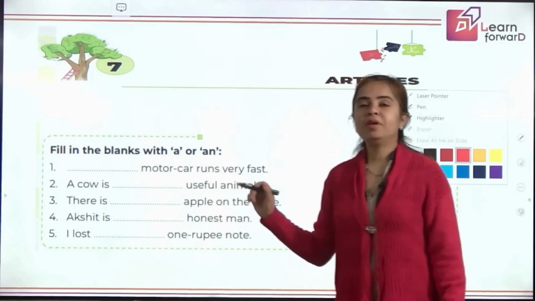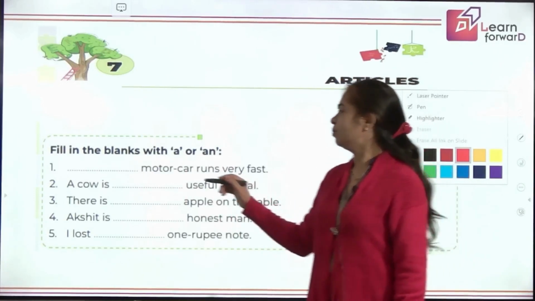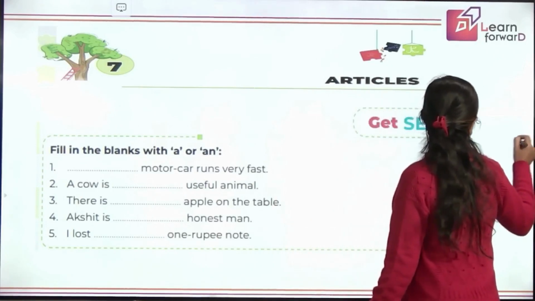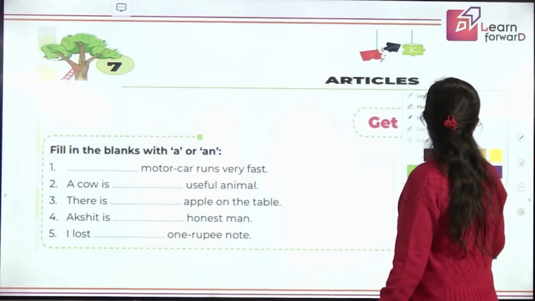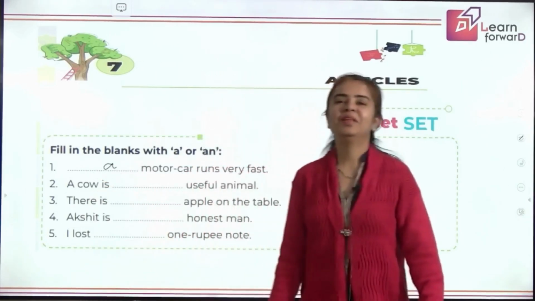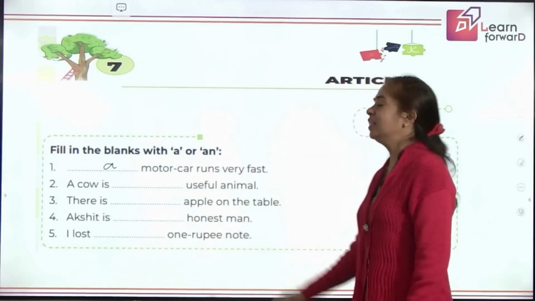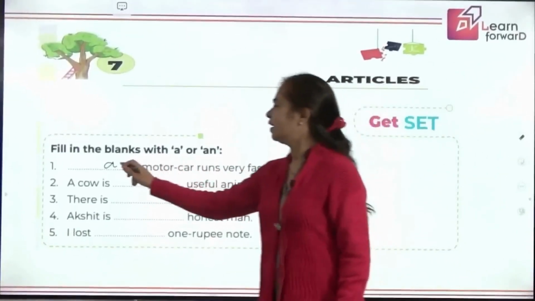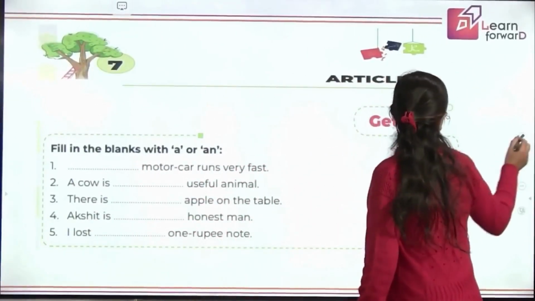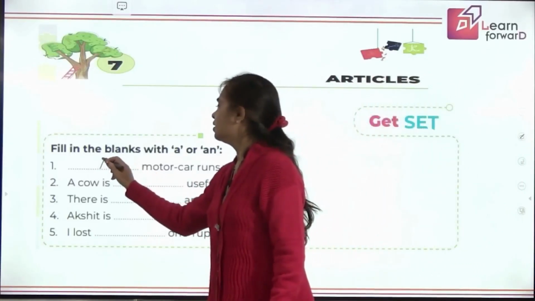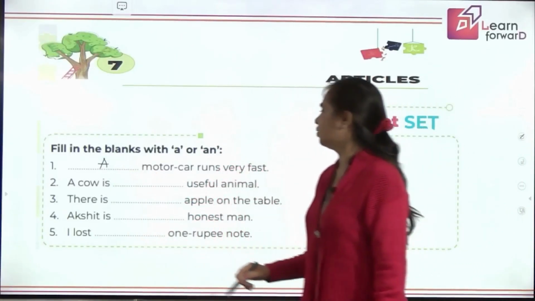Come on, tell me, give me the answer. A motor car. So is it right to begin this way? I am writing it like this. Is it correct, students? No, it is not. It's the beginning of the sentence, so it will be capital, right? So let us start. This is a capital. A motor car runs very fast.